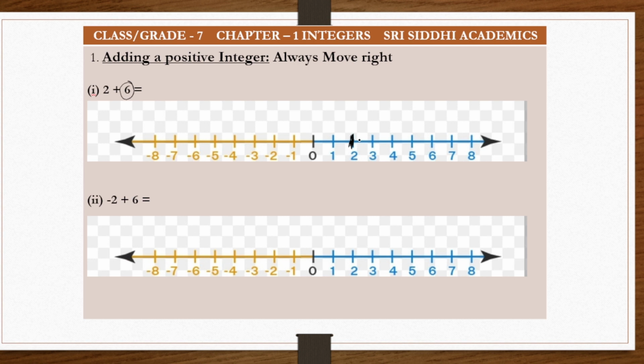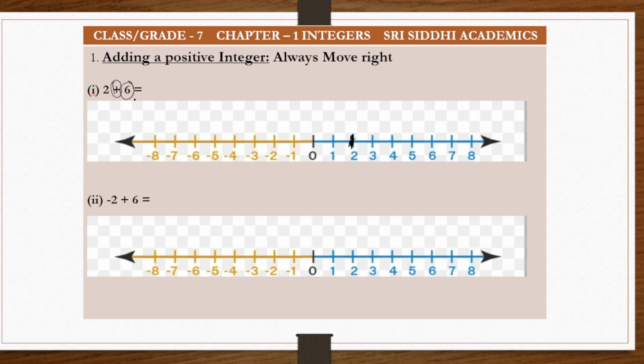Now, a number of steps that I need to take from where? From the initial position 2. Which direction will I take? Towards right or towards left? This is determined by the integer sign. See, here I am adding to 2 a positive integer 6, plus 6. 6 is a positive integer. This plus here stands for addition, not for the positive integer 6. No sign in front of 6 means it is plus 6 only.